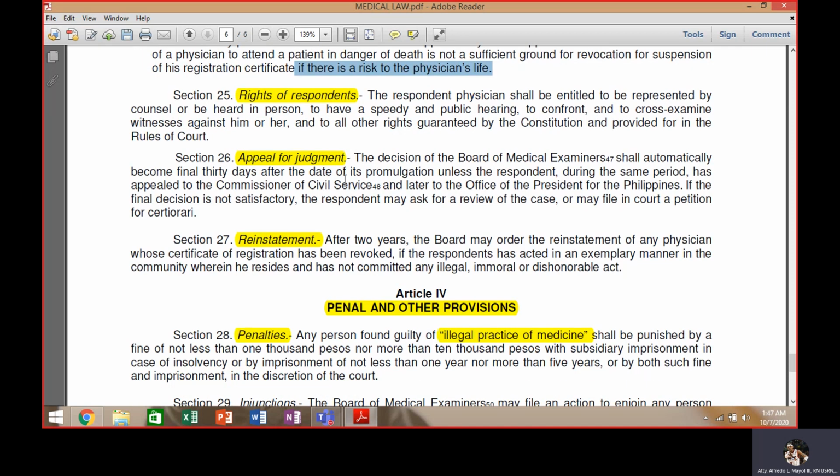Section 25, rights of the respondent. The respondent physician shall be entitled to be present, to be represented by counsel or be heard in person, to have a speedy and public hearing, to confront and to cross-examine witnesses against him or her, and to all other rights guaranteed by the Constitution and provided for in the rules of court. Of course, the physician is presumed innocent. That's why the complainant must prove, with facts, okay, with evidence, because the constitutional guarantee would still be operational, okay? So the physician is presumed innocent until proven guilty.